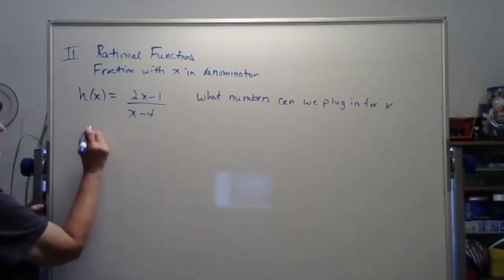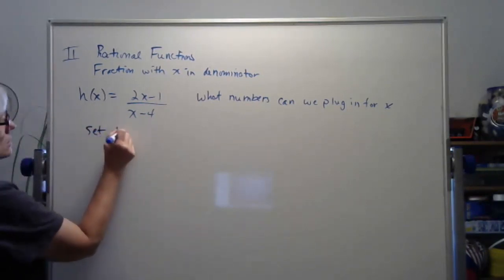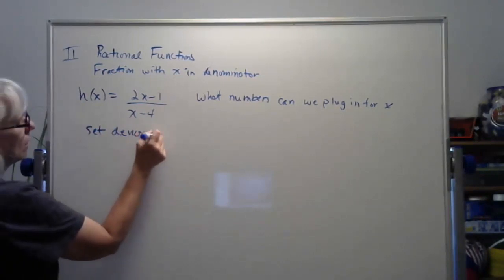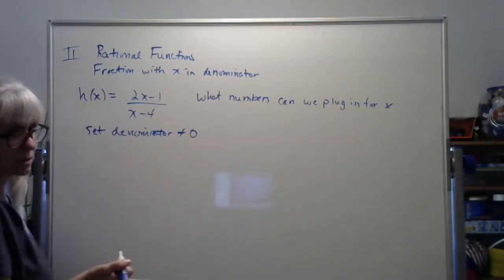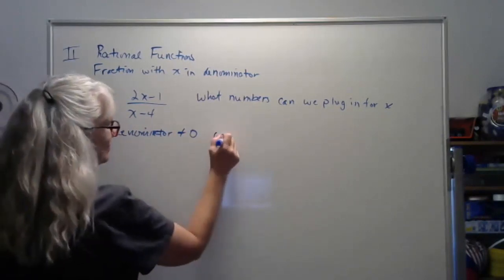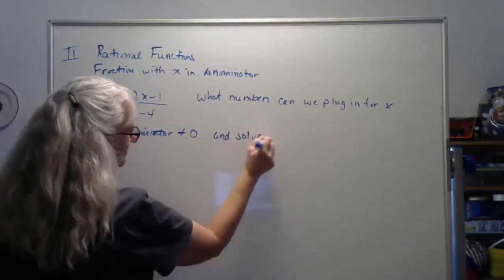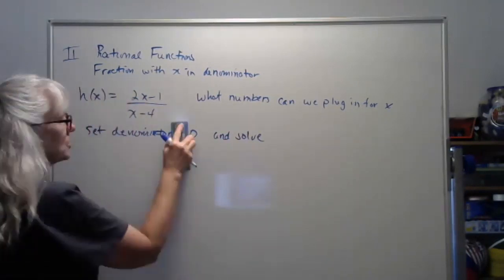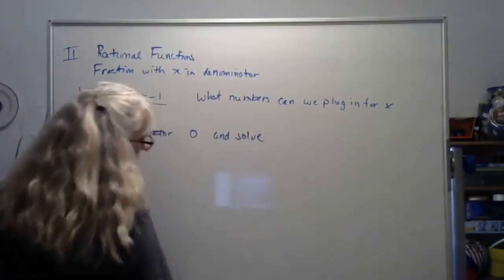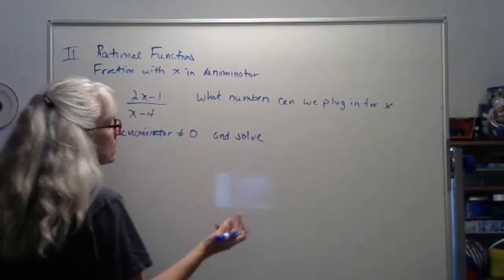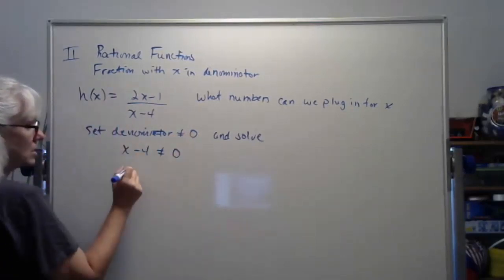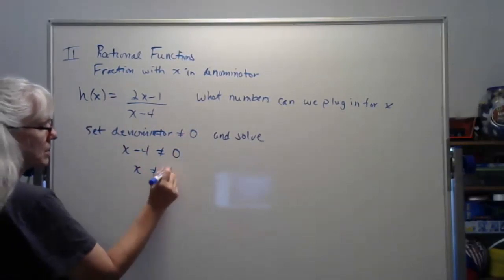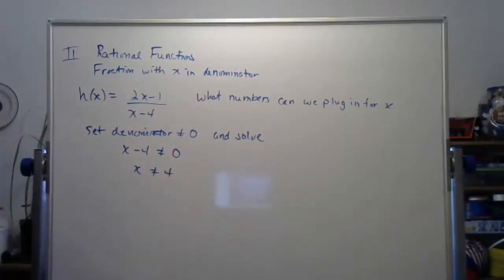Beautiful. So this time what we're going to do is set the denominator not equal to 0 and solve. That's a little bit different. We're not used to setting things not equal to, but that's the key here. It can't equal 0. So we're going to take x minus 4 not equal to 0 and just solve it. So we'll move the 4 to the other side. We'll see that x cannot be 4. Beautiful. That was very nice.